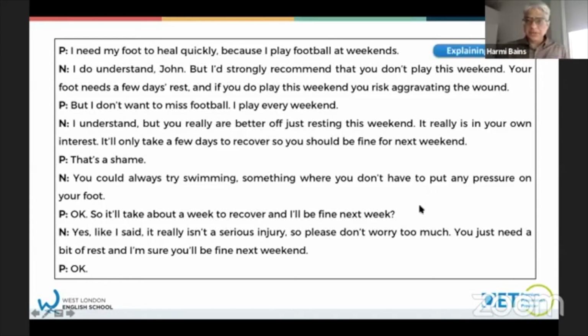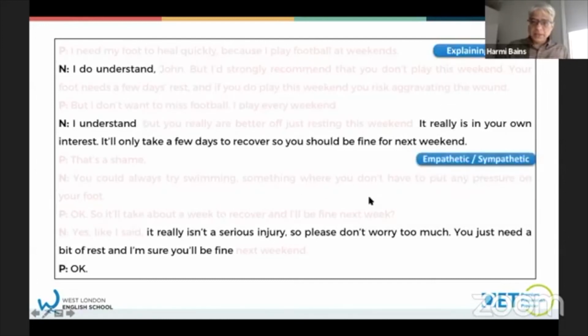If we look at what she was saying, she explained clearly throughout the role play. Remember, the task said reassure, and you can see there were lots of things in here. I do understand. It's really in your own interest. It'll only take a few days to recover, so you should be fine for next weekend. It's a nice way to really reassure the patient. Look, you're going to be okay. Give it a week, and just see how you are. You'll be fine. Things like that are really nice in the speaking exam.